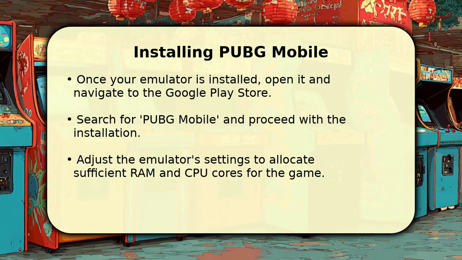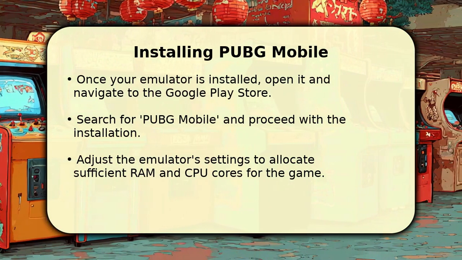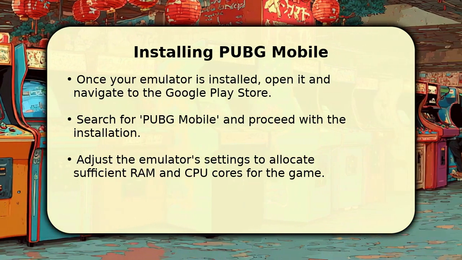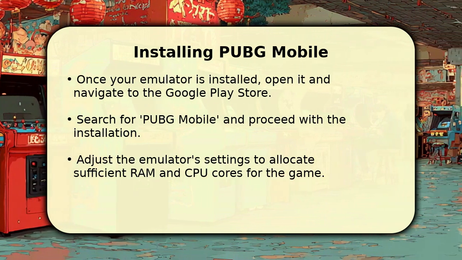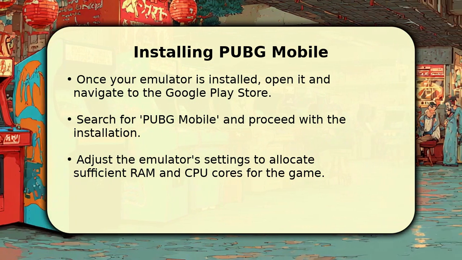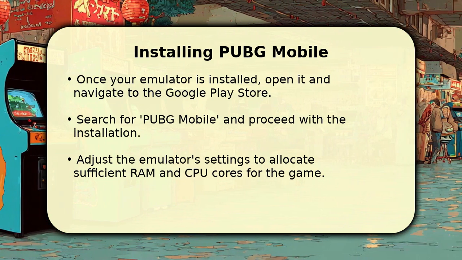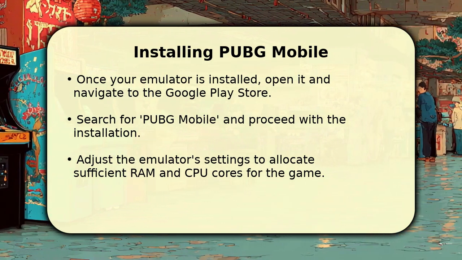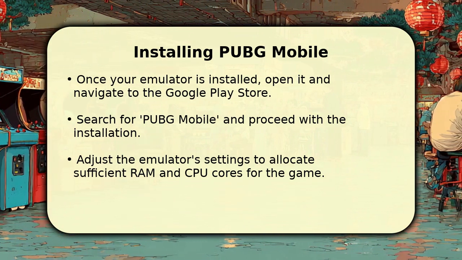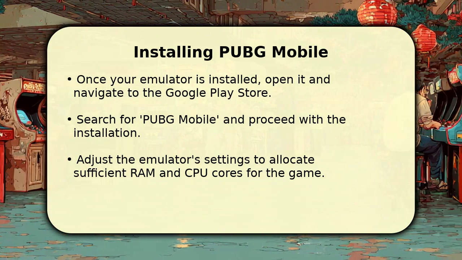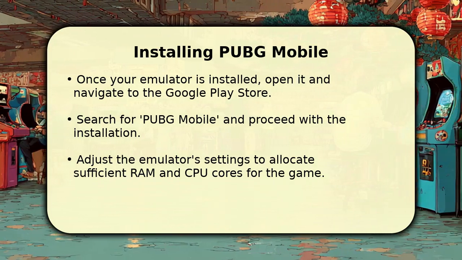After successfully installing your chosen emulator, open it up and head straight to the Google Play Store. From there, simply search for PUBG Mobile and click to install the game, just as you would on any mobile device. Before launching, remember to adjust your emulator's settings. Allocating at least 8 GB of RAM and 4 CPU cores will significantly improve game stability and frame rates.